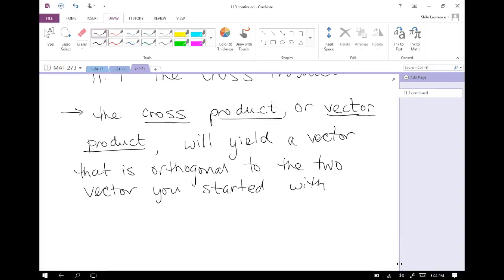We can only do this in three-dimensional space. Any two vectors can define a plane. We can draw a plane through just two vectors. But once we want something that's perpendicular to both of them, we have to shoot out of that plane in a different direction, which is going to be a third dimension. So we only do vector products, cross products, in 3 dimensions.